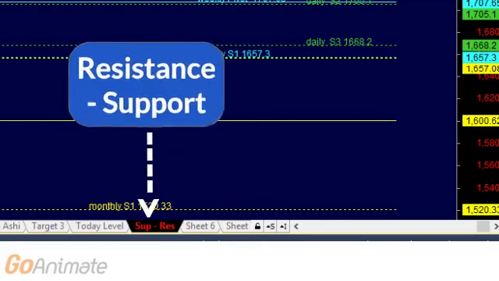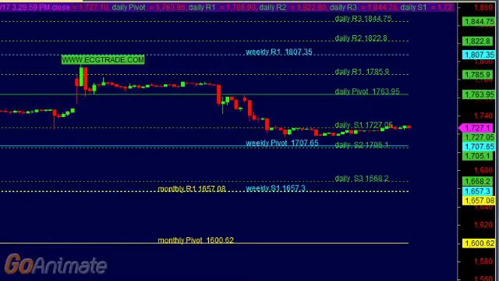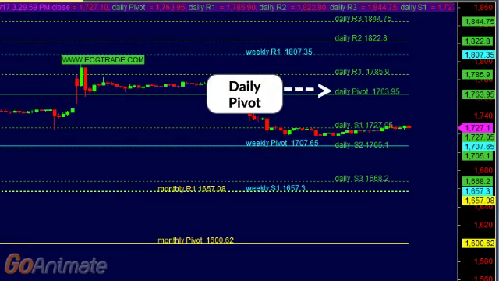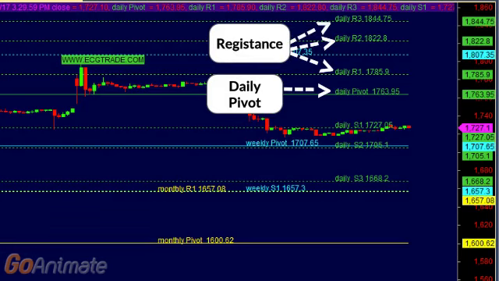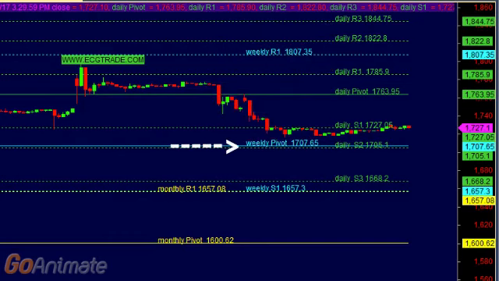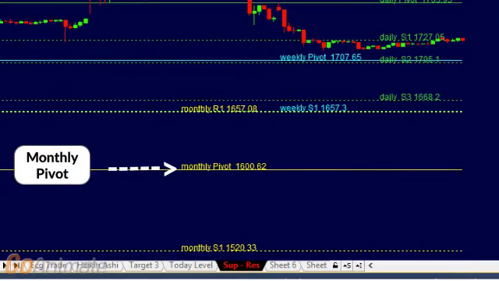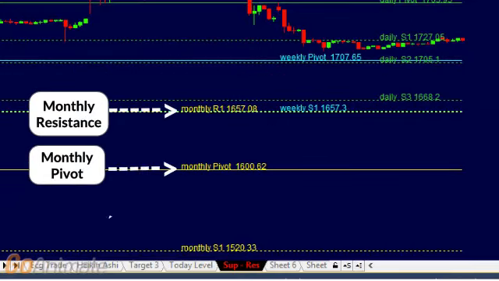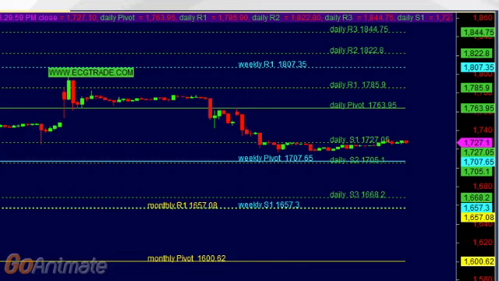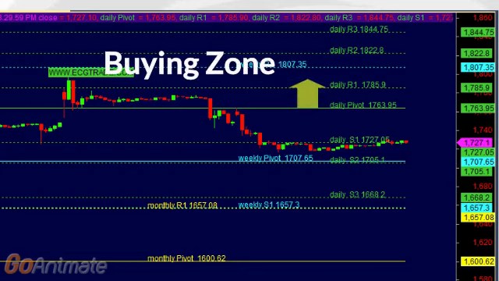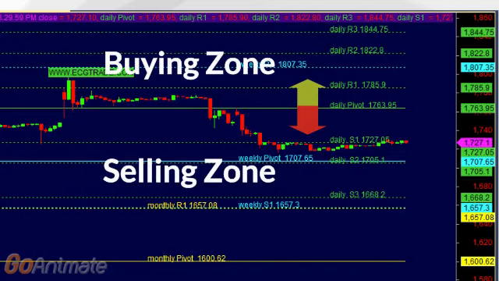Now you see the resistance support study. In this formula, you have a daily pivot as well as daily resistance 1, resistance 2, resistance 3, support 1, support 2, support 3, weekly pivot, weekly resistance, weekly support, also monthly pivot, monthly resistance, monthly support. Possibly, if it is above the daily pivot, for intraday it is in the buying zone. If it is below the daily pivot, then it will be the selling zone.